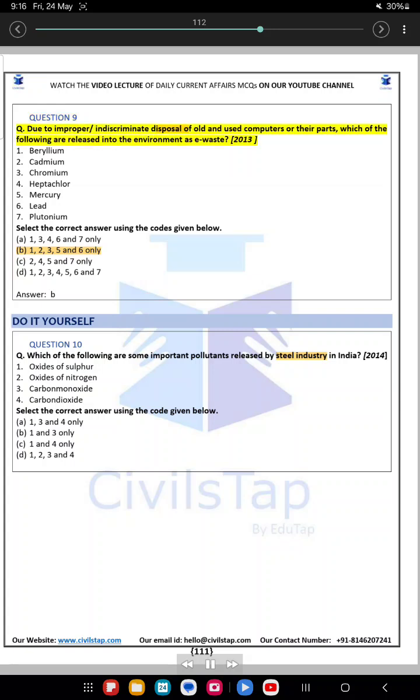Question 9. Due to improper, indiscriminate disposal of old and used computers or their parts, which of the following released into the environment is e-waste?